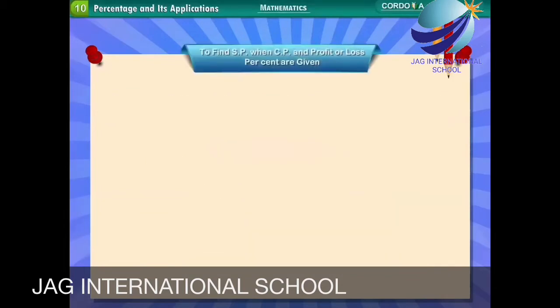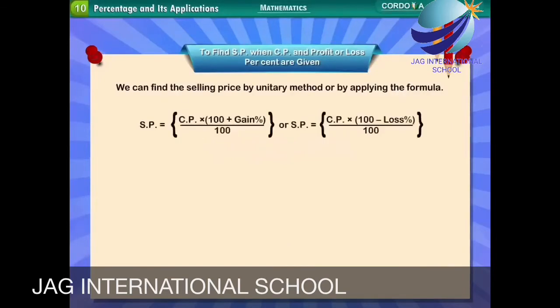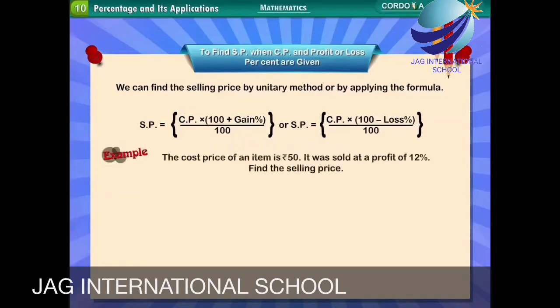To find SP when CP and profit or loss percent are given, we can find the selling price by the unitary method or by applying the formula SP is equal to CP into 100 plus gain percent upon 100, or SP is equal to CP into 100 minus loss percent upon 100. Example, the cost price of an item is rupees 50. It was sold at a profit of 12%. Find the selling price. Solution: cost price is equal to rupees 50 and gain is equal to 12%.